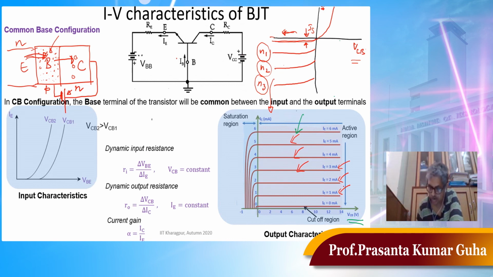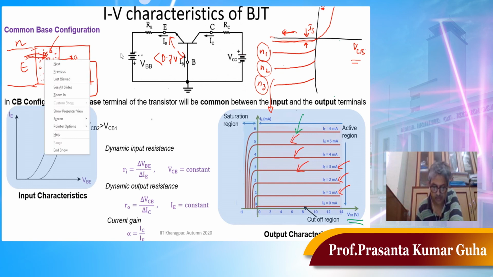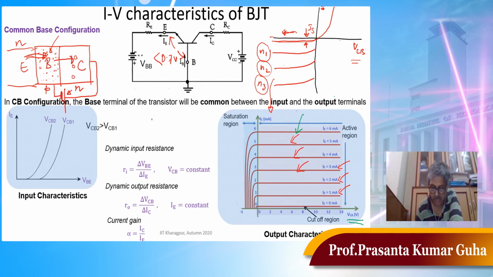What about the cutoff region? The cutoff region is basically when the base emitter voltage is less than 0.7 volt. If it is less than 0.7 volt, then your supply of electrons will cease. If there is no supply of electrons, IC will be close to 0, or IC will be your IS. You remember, that is the reverse saturation current. So the cutoff region is here.